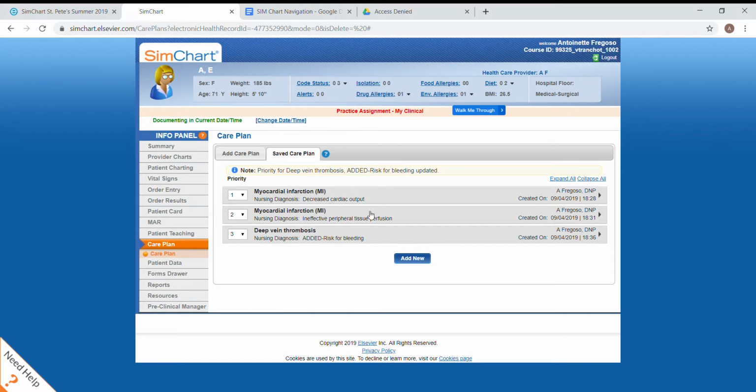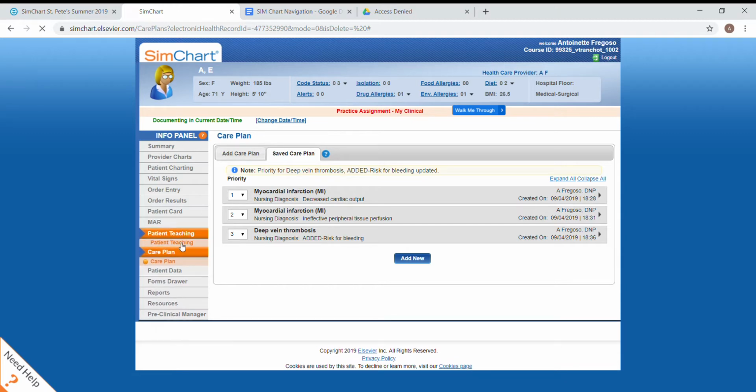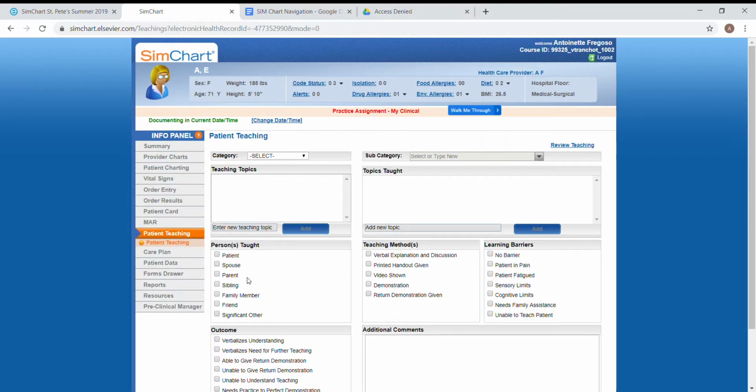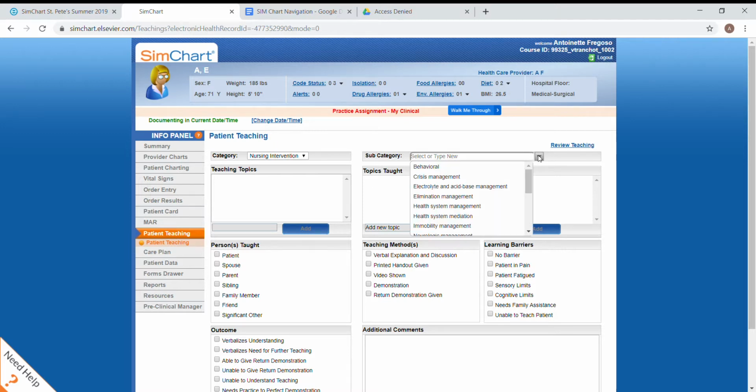And just to kind of close out this section, I'm going to go into patient teaching here. And patient teaching is extremely important because you want to give yourself credit for the teachings that we do with patients. We don't realize how much we do. So let's go here. We're going to add immobility management. Nah, we won't add that. That one's kind of not pertinent to this.